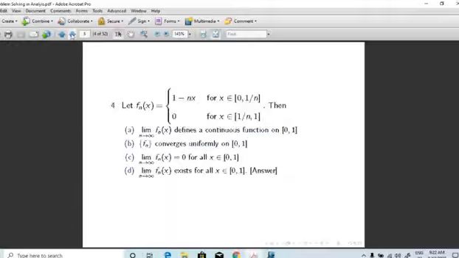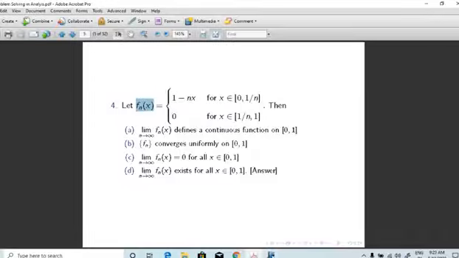Now, next problem. Now look at this sequence of functions. f_n(x) equals 1 minus nx for x lying in the interval 0 to 1 by n. For the remaining interval, we have 0. Now we have to discuss the limit of this sequence of functions.